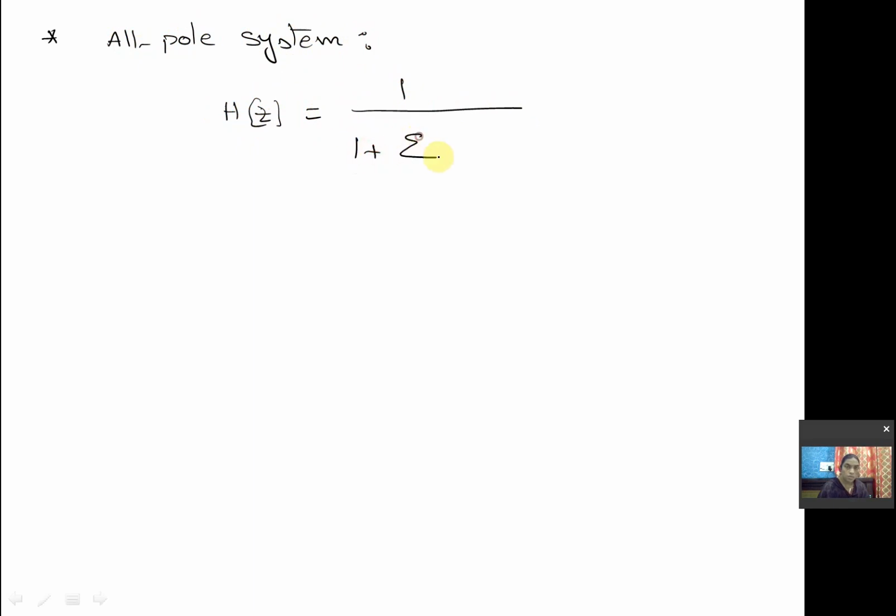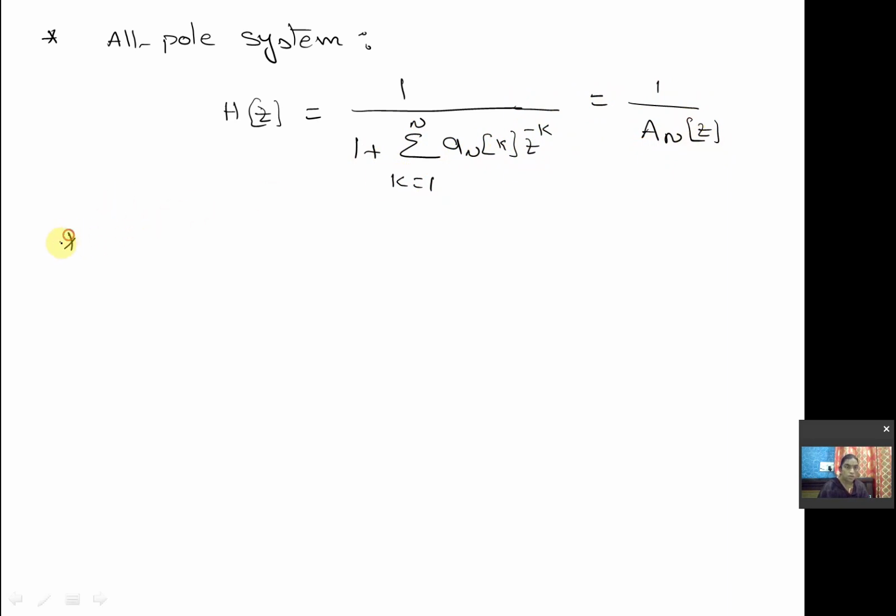Now the first one is the lattice structure, that means the all pole system. Consider an all pole system with the system function H of z. Consider only the denominator, 1 plus summation k equals 1 to n of a n of k, z power minus k, that is equal to 1 by a n of z.